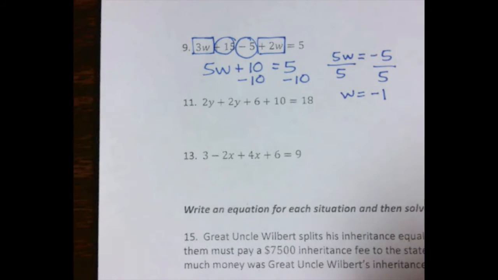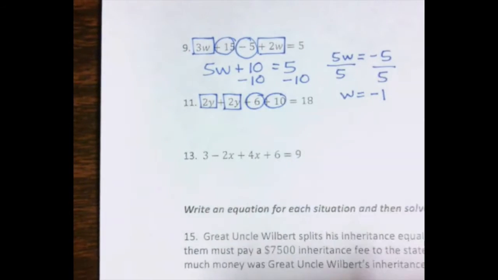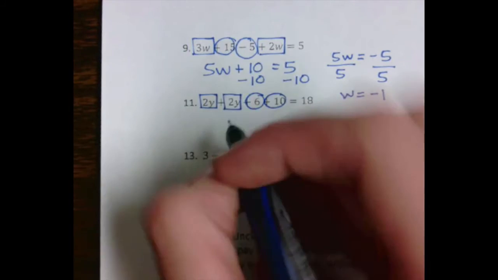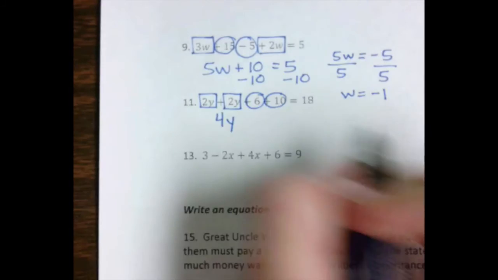Okay, I want to also do another one with you. We'll do number 11 together, and then I hope that you're understanding it a little bit better, and maybe this technique will help you solve future problems. So you need to go ahead and put some squares around your variables, and then circle your constants, which are your numbers. So 2y plus 2y is 4y.